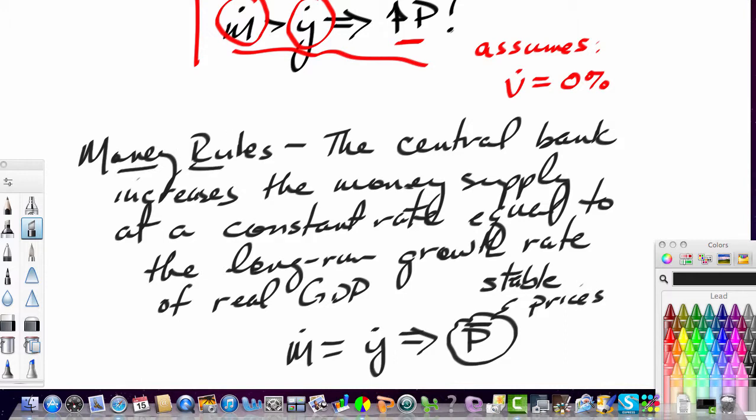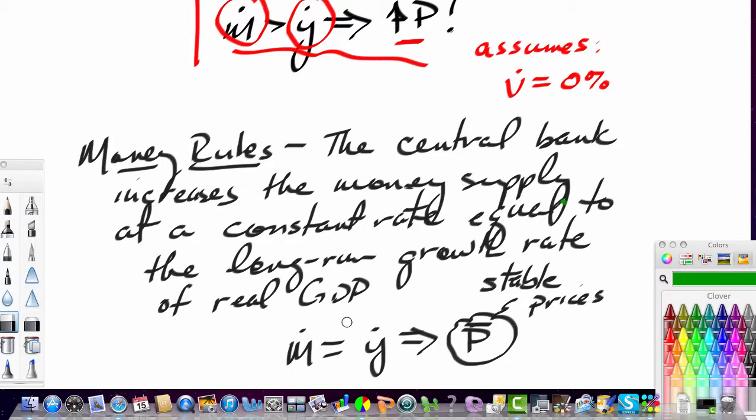Now, you write this down, you look at it, you go, wow, that's logical. If the cause of inflation is excessive money supply growth, where m dot is growing faster than y dot, well, then the central bank ought to set the money supply growth rate equal to y dot, and that will bring about stable prices. There we go. Lesson finished. But it's not that easy, and we've got a couple problems here.